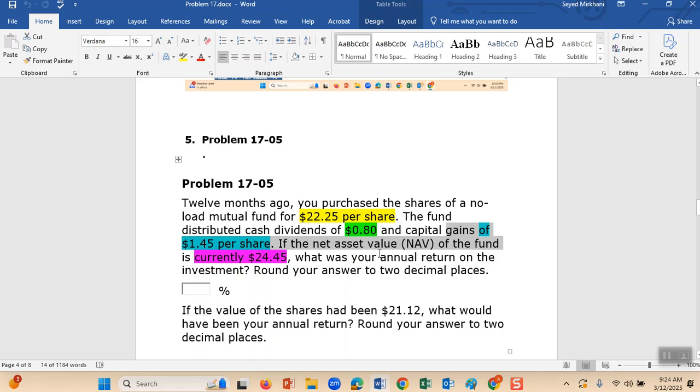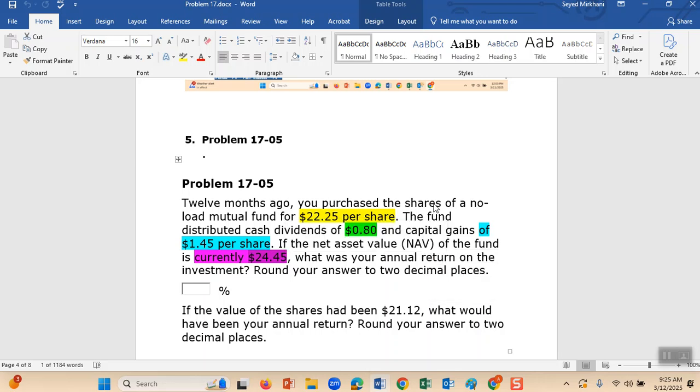And then guess what? After 12 months, if you decide to sell your share that you bought for $22, you are selling it for $24. You are one lucky person. Why? Because your $22 went to $24. That means you made 10%, because 10% of $22 is $2. And when it becomes 24, you make 10% there.